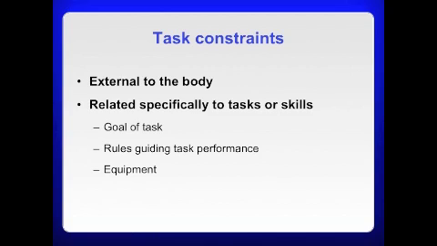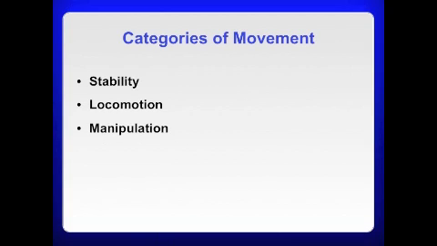The last one is the task constraint. This is external to the body as well, and it's related to specific tasks or skills that the student is able or not able to do. They need to be able to do the goal of the task. They need to have rules for the task performance, and that's where that assessment piece comes in, and what type of equipment. If you're playing hockey and there's a student that is in a wheelchair, maybe you have an extension for that hockey stick so they could be in your regular class but still participate. So these 3 constraints need to very much be taken into consideration.